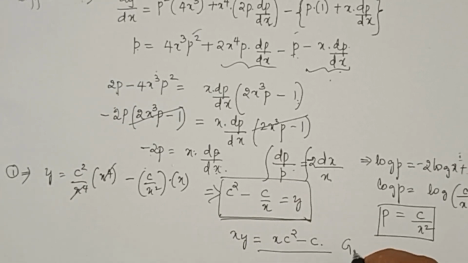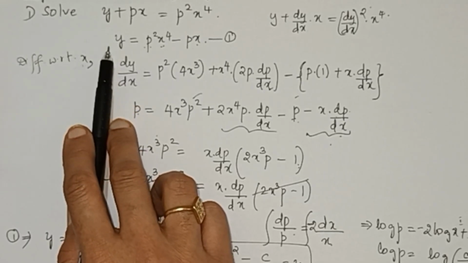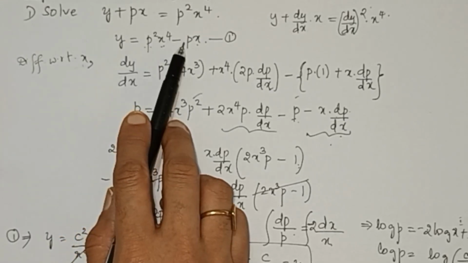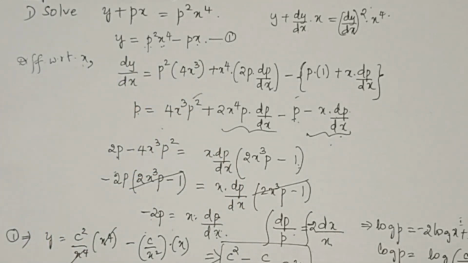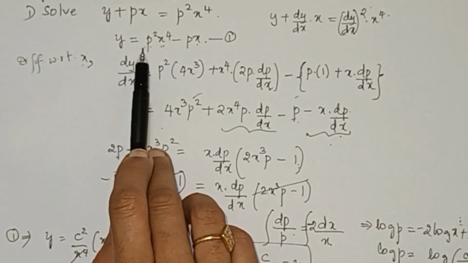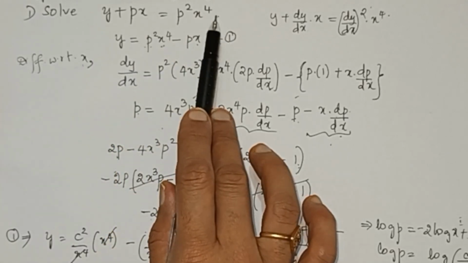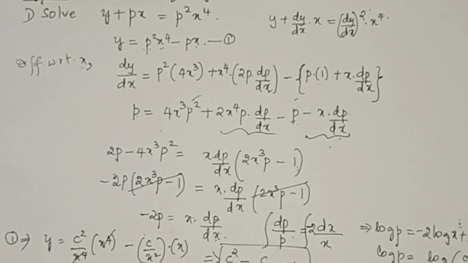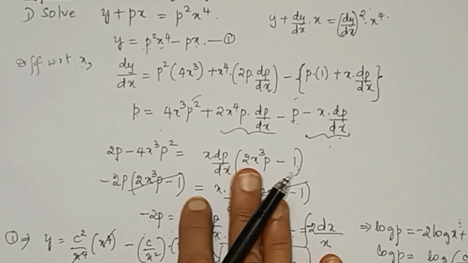This is the general solution of equation 1, which is obtained by writing the given equation as y equal to f of x comma p, then differentiating with respect to x, getting an equation for p in terms of x, then back substituting that value of p in the first equation to get the general solution of the given differential equation. This comes under type 3, that is equation solvable for y.